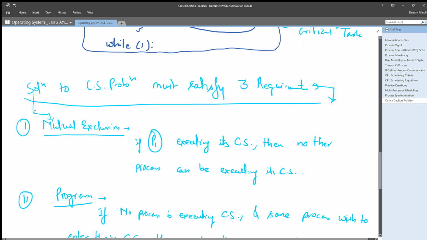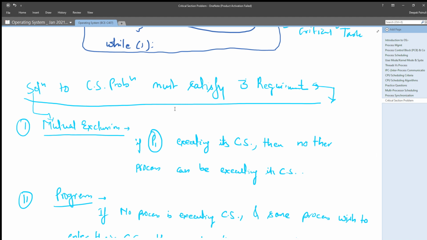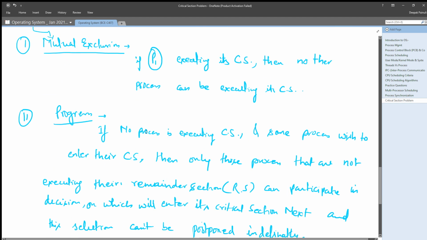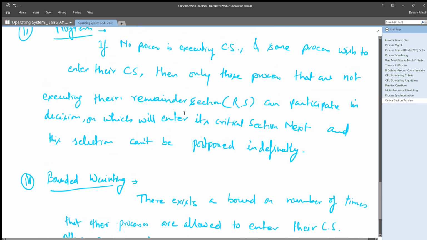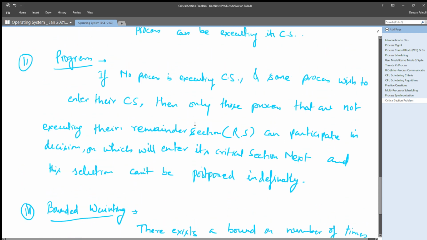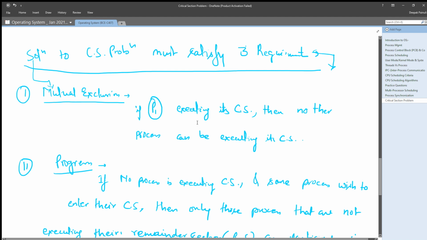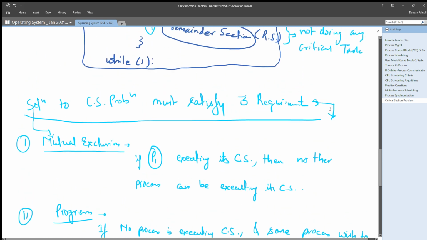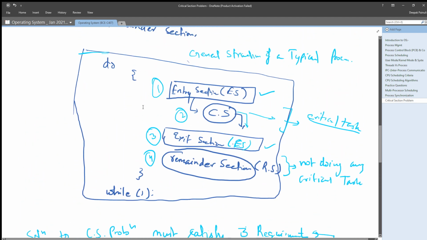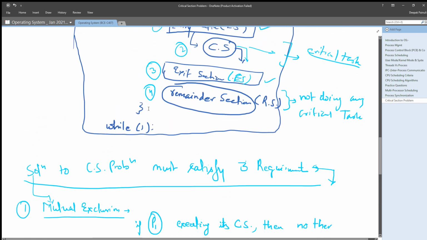And after that we discussed the solution to the critical section problem. If you are giving any solution to the critical section problem, that solution must satisfy these three requirements. First is mutual exclusion, next is progress, and third is bounded waiting. We will discuss it in tomorrow's lecture, right? So I think you got my point, and by using the example of the producer consumer problem, I think I made it clear to you, right? Okay, that's all for the day. Thank you.